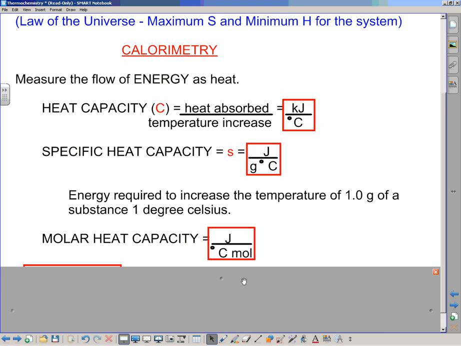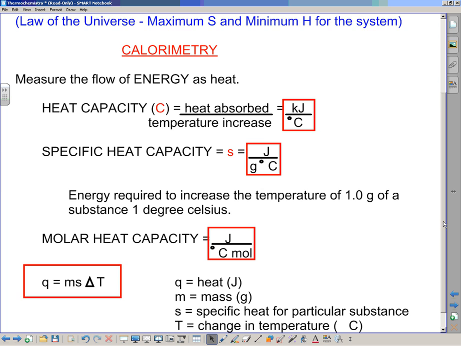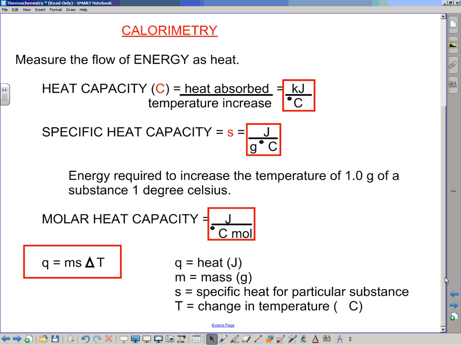This all leads us towards our first equation for thermochemistry, which is Q equals m s delta T, where Q is the heat measured in joules, m is the mass measured in grams, s is the specific heat for the particular substance. Every substance is going to have a different value there. Silver, gold, water, etc. And then finally, delta T is our change in temperature, which will always be measured in degrees Celsius.